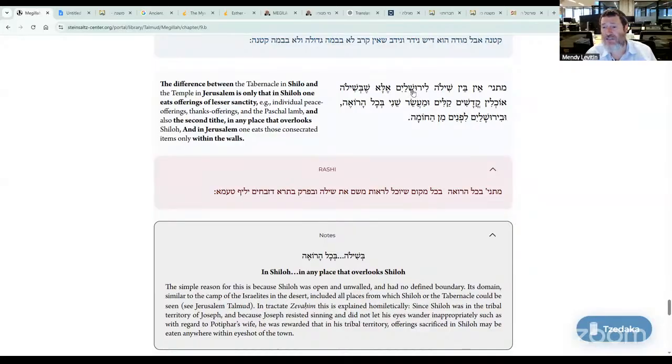Again, Shiloh hosted this structure of the Mishkan. It means it had the walls, like we saw in the picture before, but it was still basically a Mishkan. It had to have the coverings. It was not a temple, but it stood for 300 and so years. So what's the difference between Shiloh and Jerusalem? There's no difference.